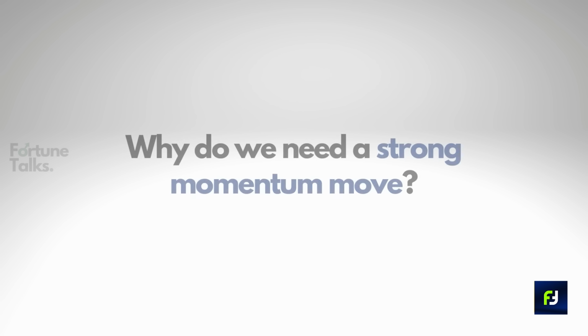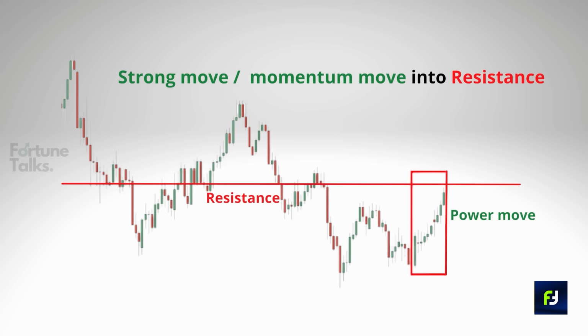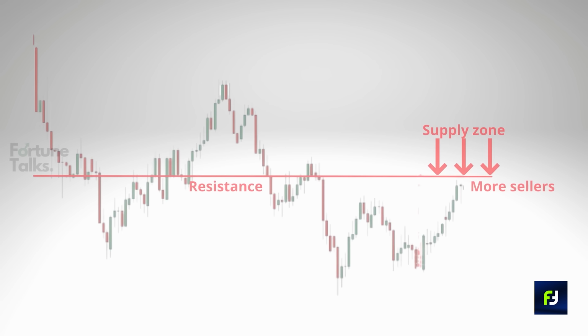Initially, I told you that you need to see a strong momentum move or power move into the area of support or resistance. Let me explain why. You want to see large bodied candles into an area of support or resistance. Now let's say when you look at a resistance and you have a strong move coming to the resistance level. At this point, ask yourself what exactly a resistance is. In the previous video, we said that resistance is a price level which stops the price from moving up, or simply it is a level where the supply is high.